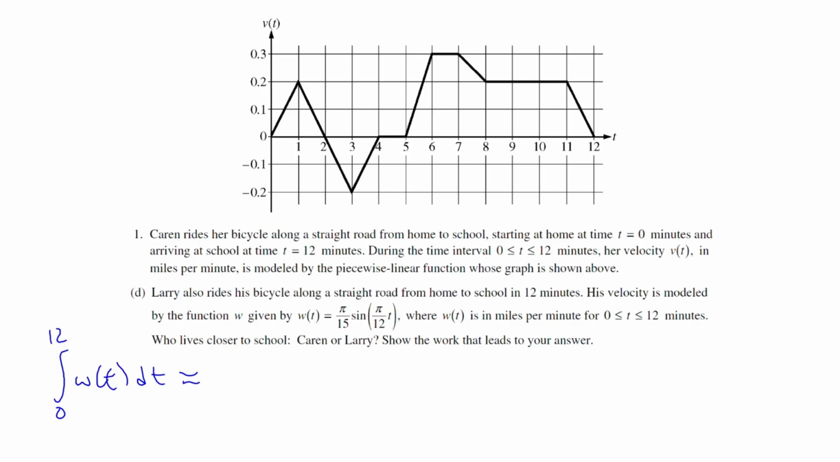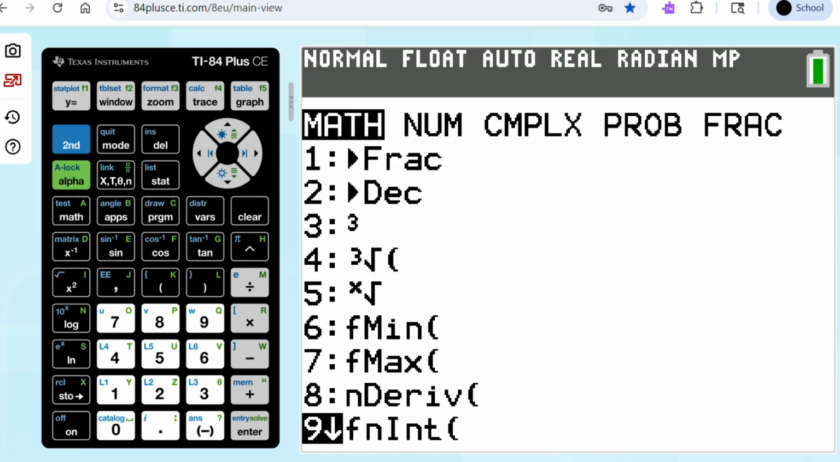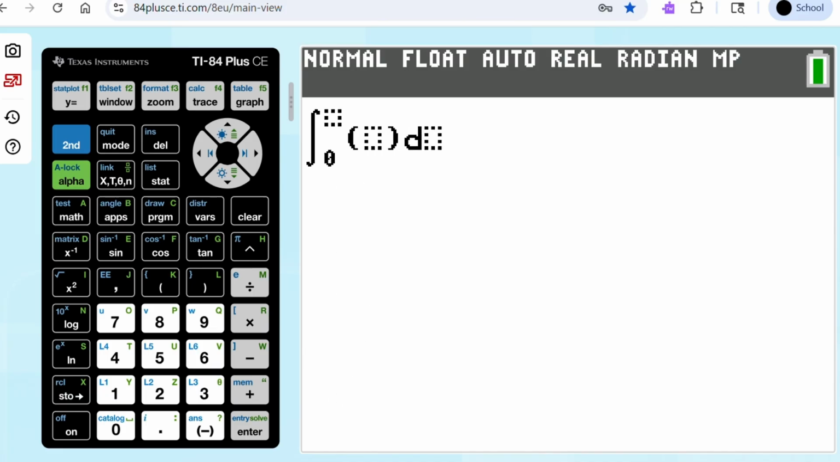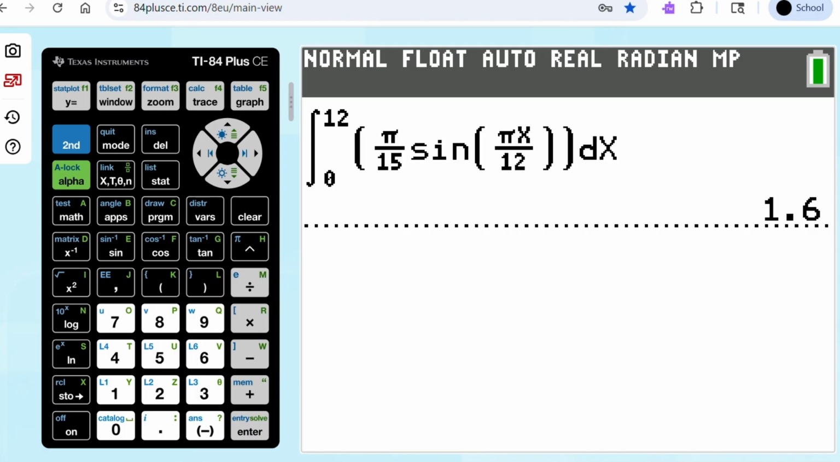Now we could do it by hand, but I'm not going to because they give us the option to use a calculator here. So I'm going to do math option number 9. We'll do an integral from 0 to 12. And then w of t was, we're going to use alpha and x to give us a nice fraction out in front. It was pi over 15 times the sine of pi t over 12. So we'll just say pi x over 12. And so we can see that Larry is 1.6 miles from the school.